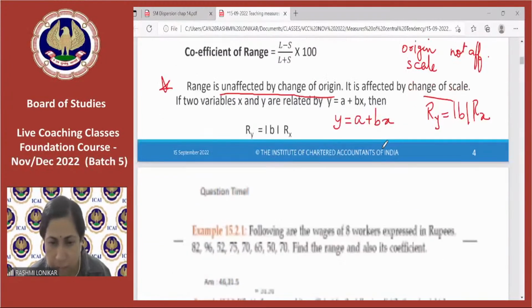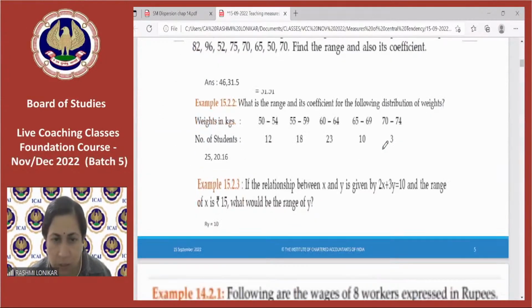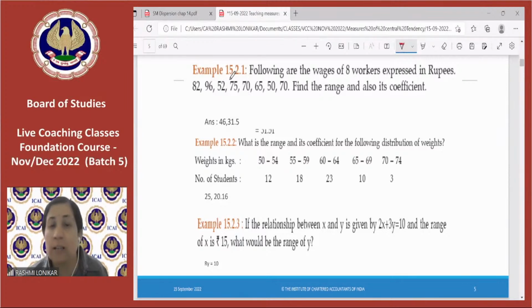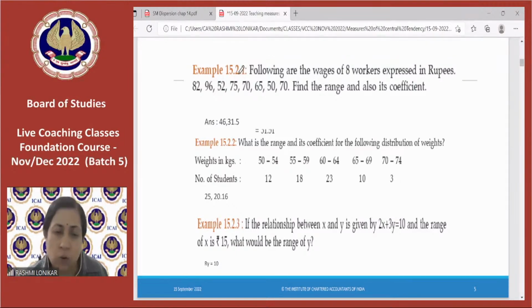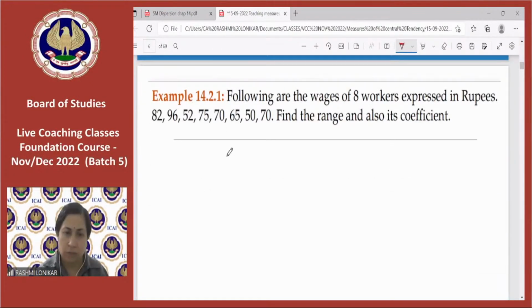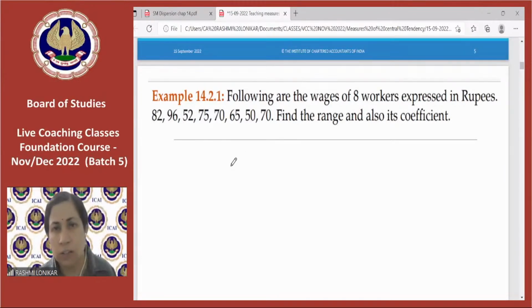Now we'll take some examples. In the PPT, because I took the questions from the old module, the question number is coming as 15.2.1, but now you can refer to the new module. So instead of 15, you have the number 14. The question number remains the same, but instead of 15.2.1, it is now 14.2.1. So you can just refer to this video again when you want to practice the questions.